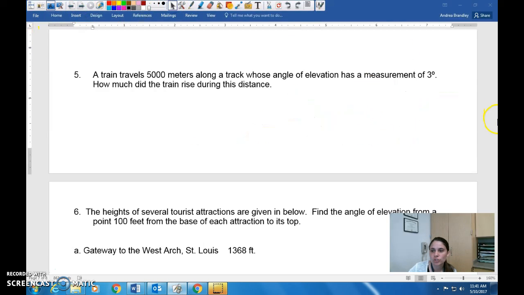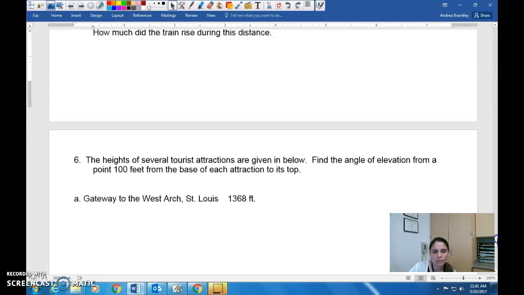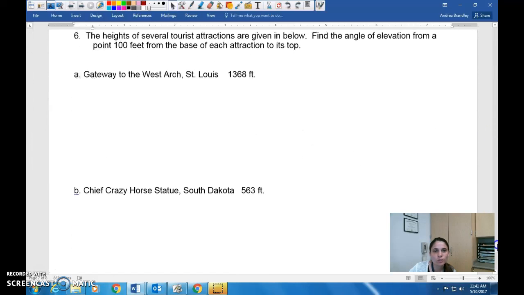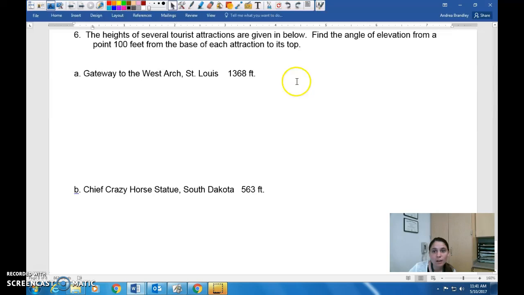The next question has several parts to it. So it says that the heights of several tourist attractions are given below. Find the angle of elevation from a point 100 feet from the base of each attraction to its top. So basically what you're looking for is if you're standing 100 feet from this attraction, what angle do you look at to see to the top of the attraction?